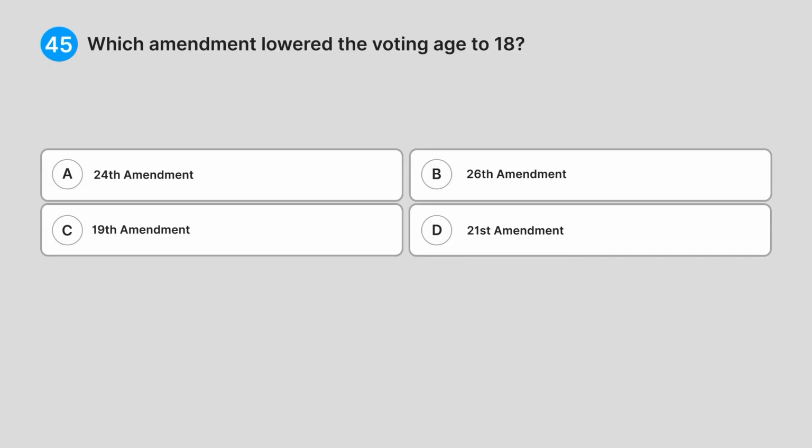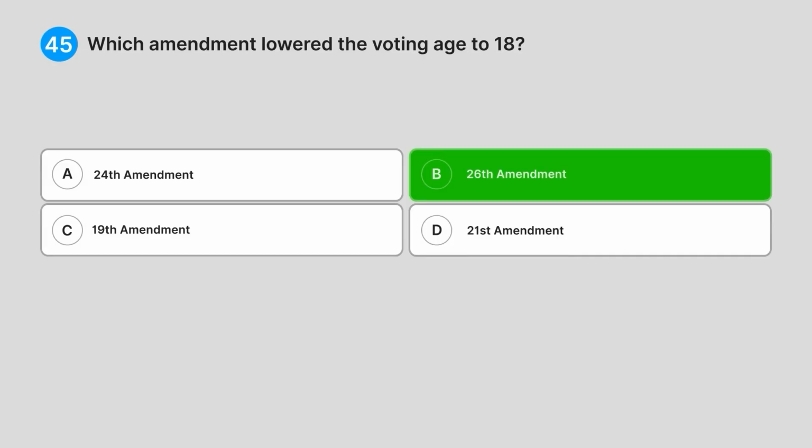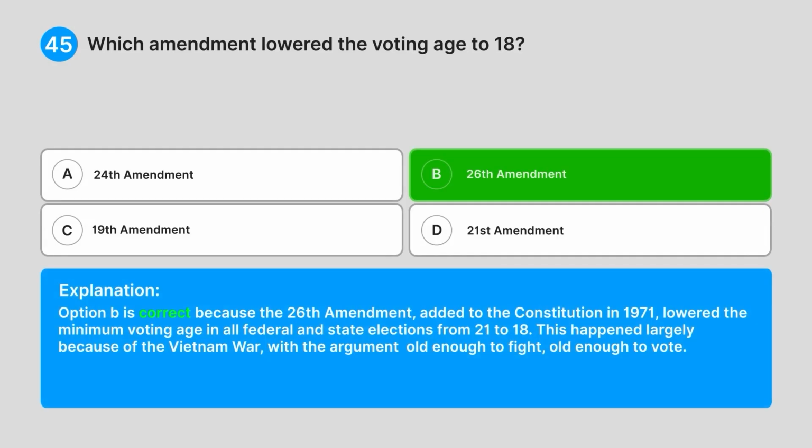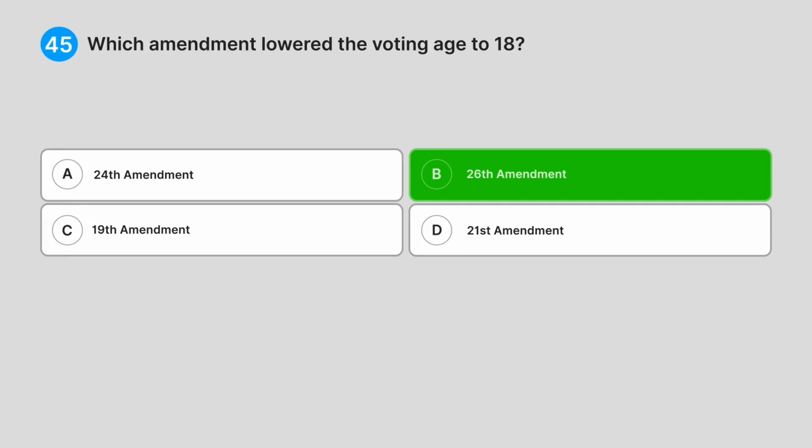Correct answer, B. 26th Amendment. Explanation. Option B is correct because the 26th Amendment, added to the Constitution in 1971, lowered the minimum voting age in all federal and state elections from 21 to 18. This happened largely because of the Vietnam War, with the argument: old enough to fight, old enough to vote.